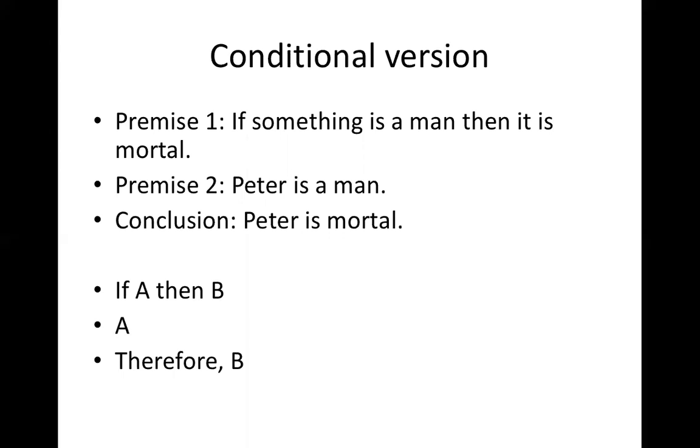Now let's look at the conditional version. If something is a man, then it is mortal. Peter is a man, Peter is mortal. If A, then B. A, therefore B. If A, then B. X is an A, therefore X is a B. You see that? Now it should be clearer to you. For the second and third statements, you can afford to put X's or you can remove X's. It's still the same thing.